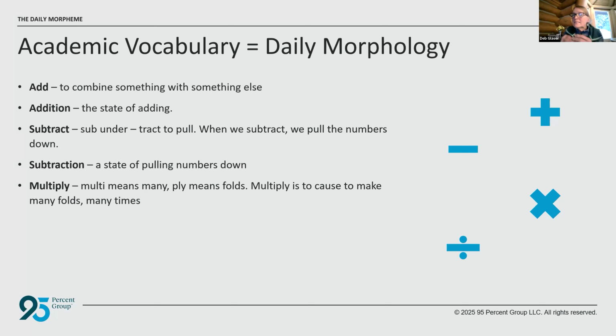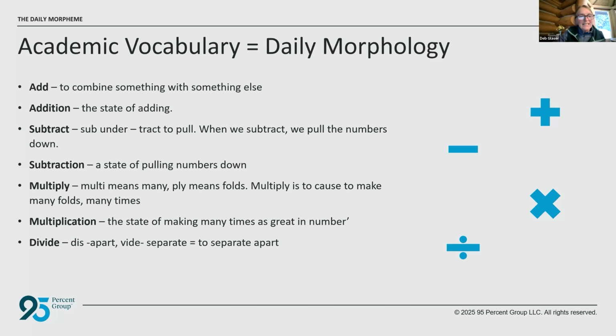Multiply, multi means many, and ply means folds. So when we multiply, we have many folds of 3. 3 times 4, many folds of 4, many folds of 3, we get 12. So make many folds many times. Multiplication. And division, dis is your prefix, which means apart, and vide means to separate.